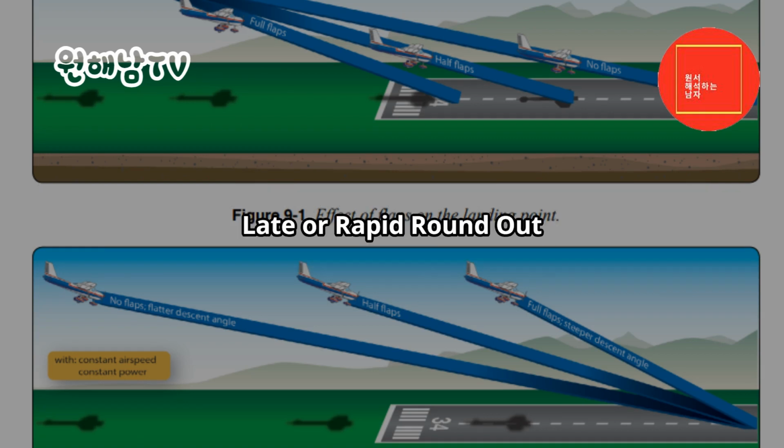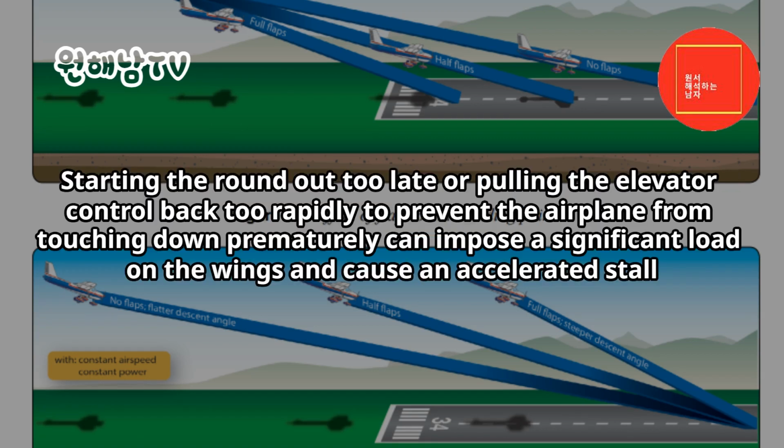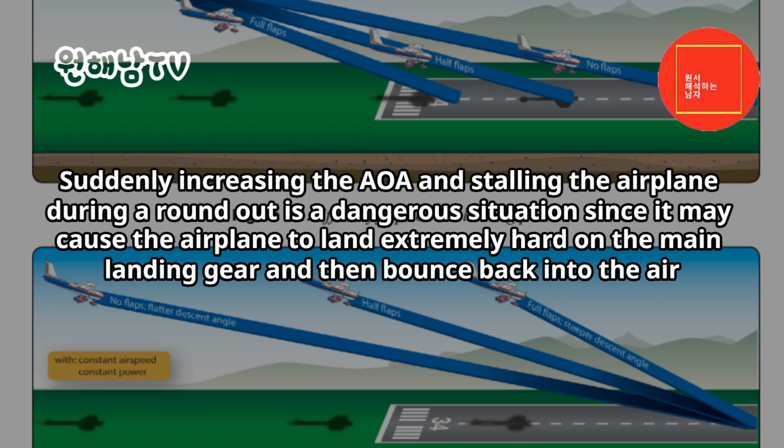Late or rapid round out. Starting the round out too late or pulling the elevator control back too rapidly to prevent the airplane from touching down prematurely can impose a significant load on the wings and cause an accelerated stall. Suddenly increasing the AOA and stalling the airplane during a round out is a dangerous situation, since it may cause the airplane to land extremely hard on the main landing gear and then bounce back into the air.